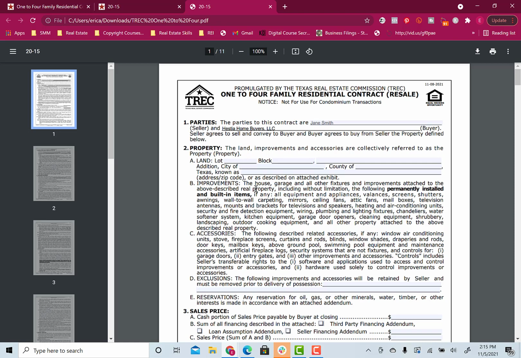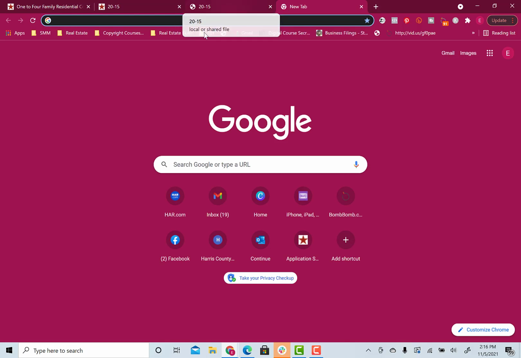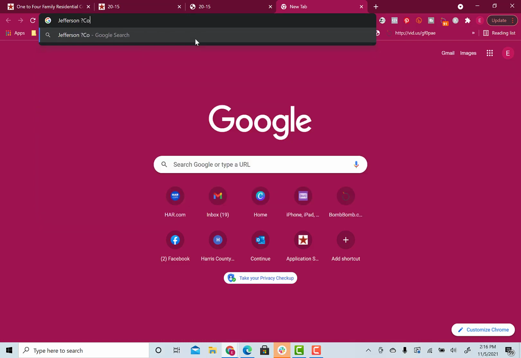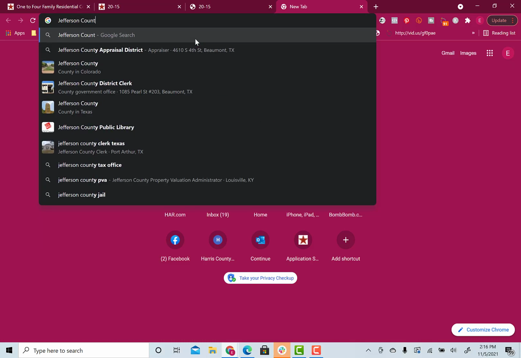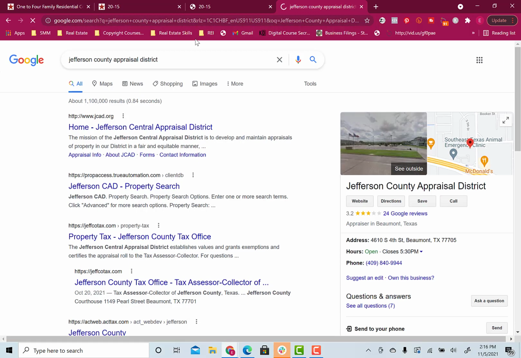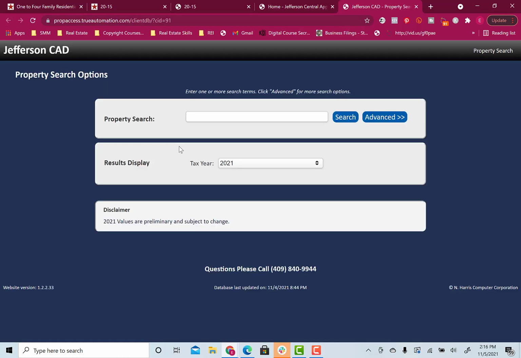Now the next thing is the property description. So the way you will find your property description is going to your county appraisal district. So in Houston, it's the HCAD. So let's pick, actually I can show you a property that I have in Jefferson County. So go here, property search, and this is a property that I have.